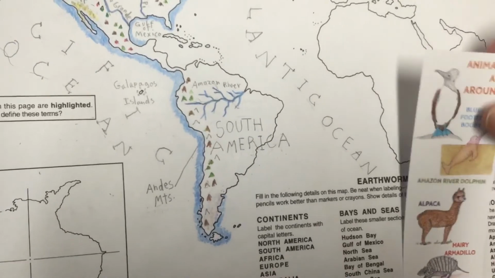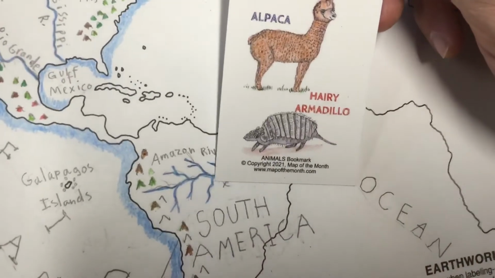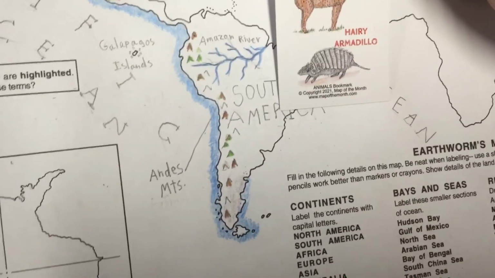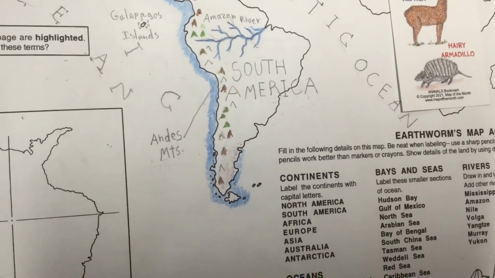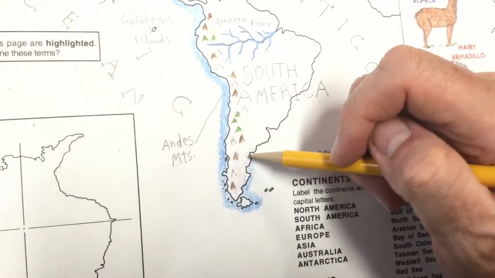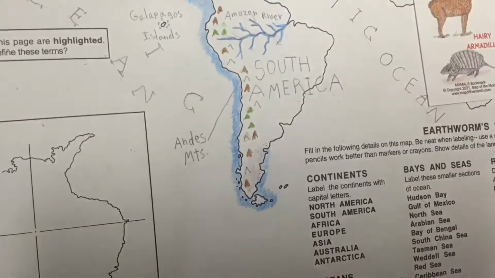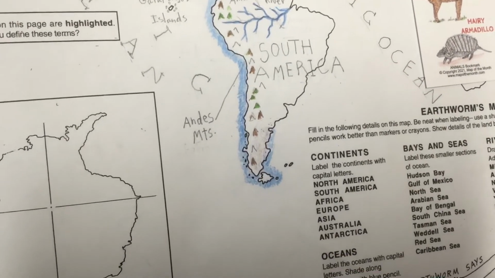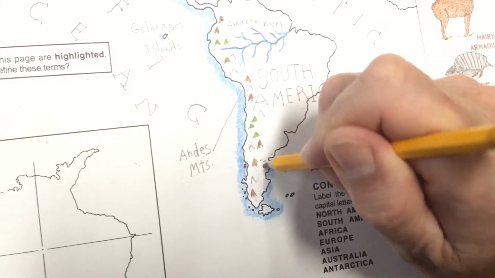This is the last animal on this side, and it's the hairy armadillo. Okay, and that desert where the hairy armadillo is located is the Patagonian desert, and it's right in the southern, right in this area. I'll use this, which has a little bit thicker lead. Let me dot it from about here.